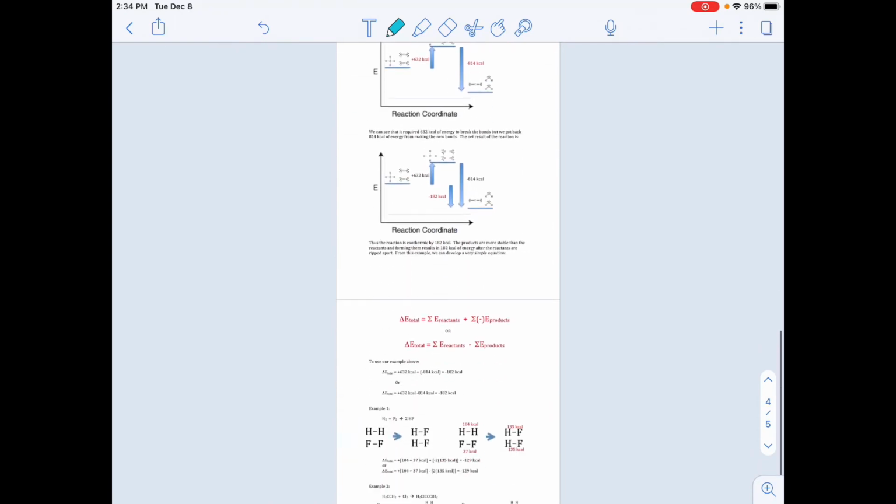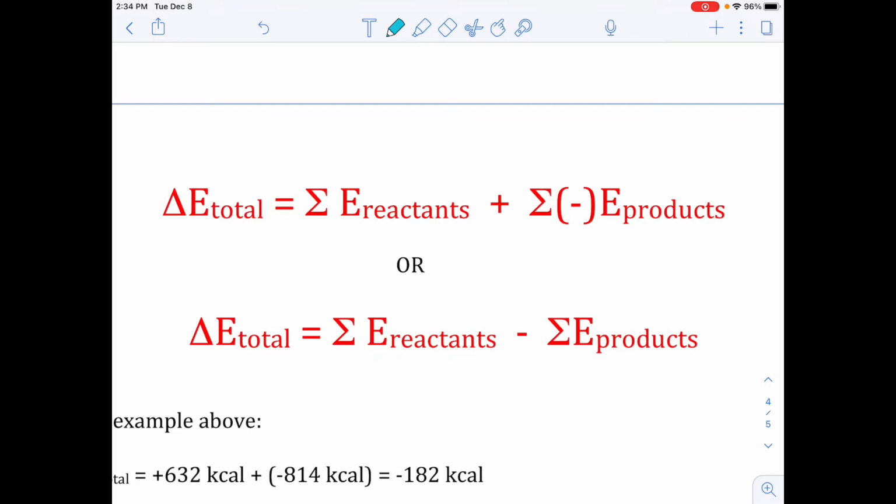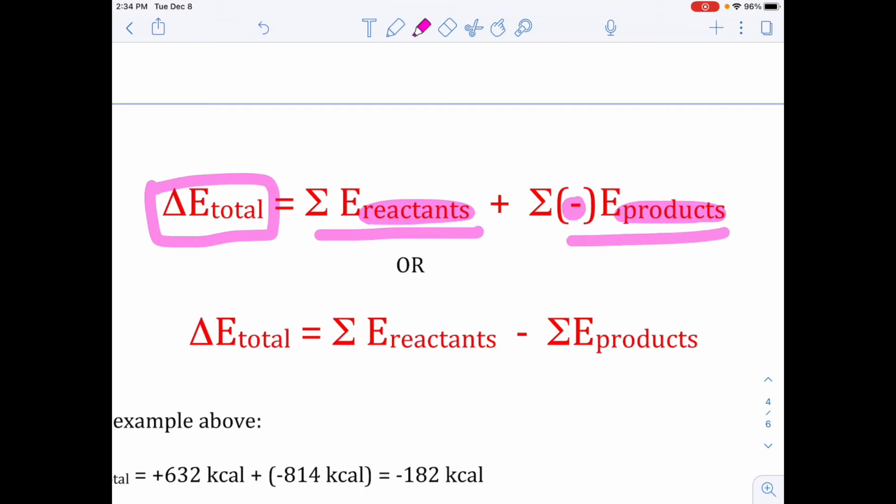Now, what I want to do is look at this main equation. It looks fancy. It's not. This is simply saying reactants, products. So this says my total energy equals the sum of my reactants. This is the sign for sum, so you add them all up. The sum of the reactants plus the negative sum of the products.